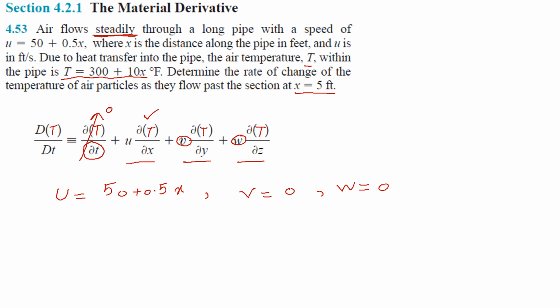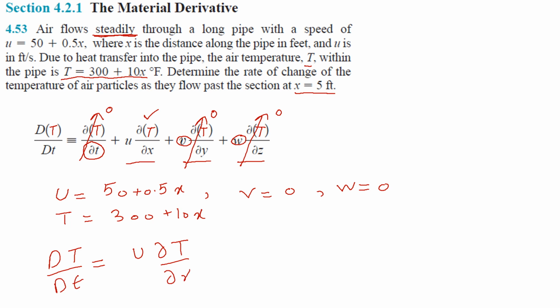So now let's write the same for our temperature. Here temperature is 300 plus 10x. So now we can simplify this equation, and by simplifying I mean taking these two terms also equal to 0. So now my total change, DT over Dt, total change in temperature with respect to time, is only equal to this term, u partial T over partial x.